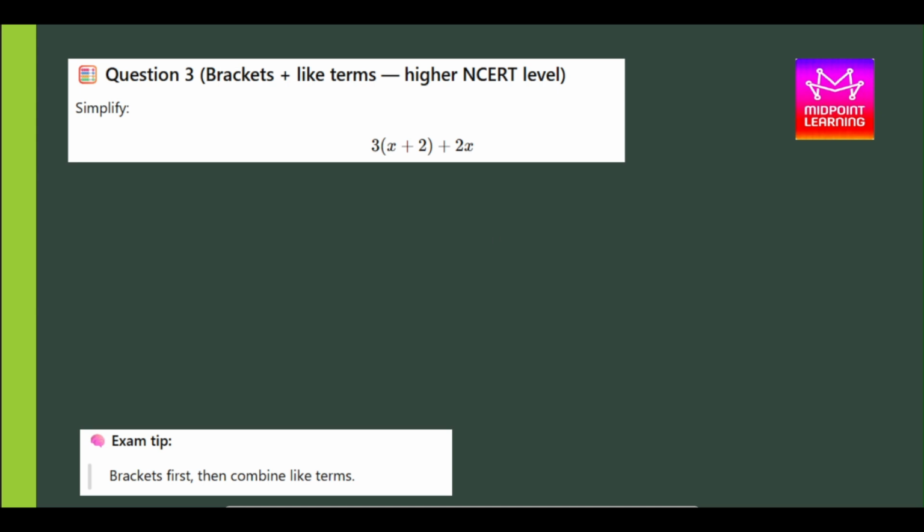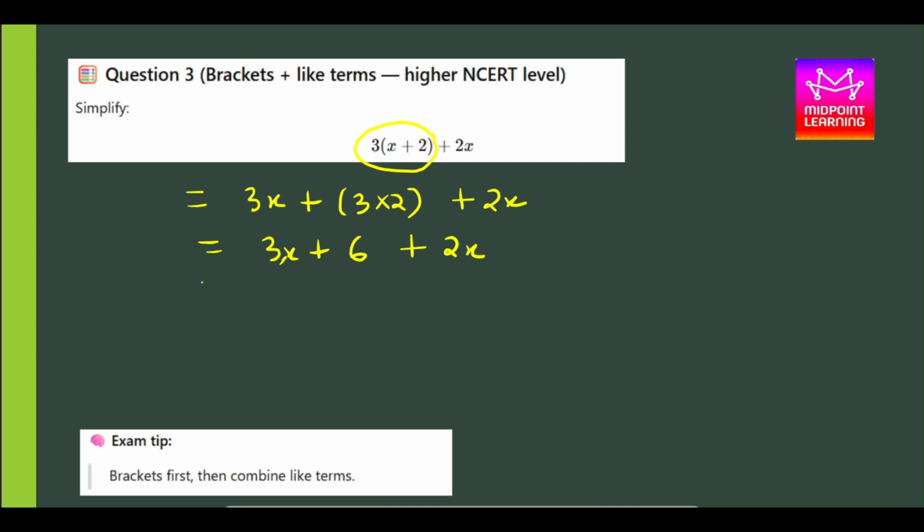Okay, next question. 3 times x plus 2 plus 2x. We have to simplify. So we have to think about this question in two steps, right? First is to open the brackets. This part we need to solve. And then we have to combine the like terms and simplify, right? So brackets first. 3 times x plus 3 times 2 plus 2x would remain as it is. 3x plus 3 times 2 is 6, correct? And plus 2x I would write it down as it is.